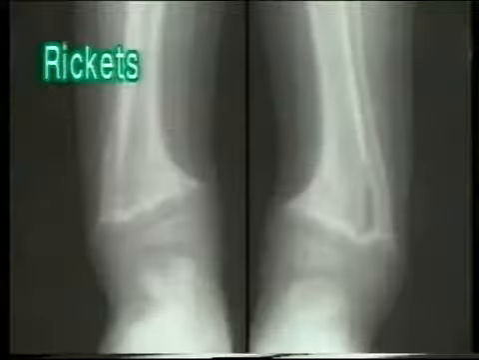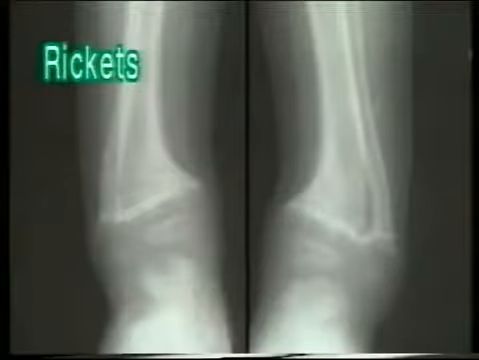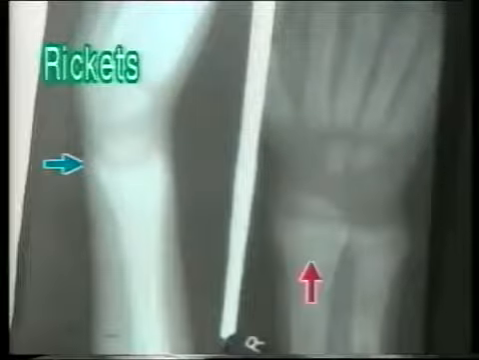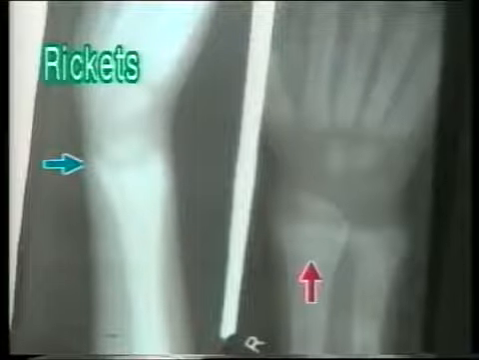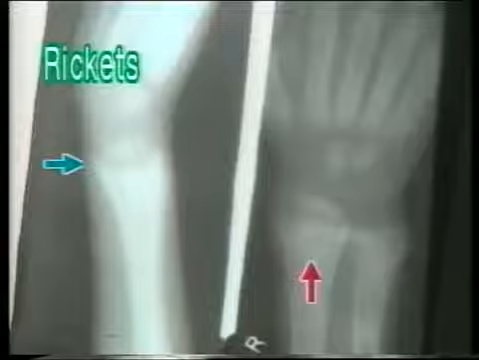In the lateral view, the fraying of the zone of provisional calcification is seen nicely. So also the splaying of the metaphysis with bowing. In this X-ray of the wrist, the red arrow points to the fraying of the zone of provisional calcification and the blue arrow shows the concavity or cupping.